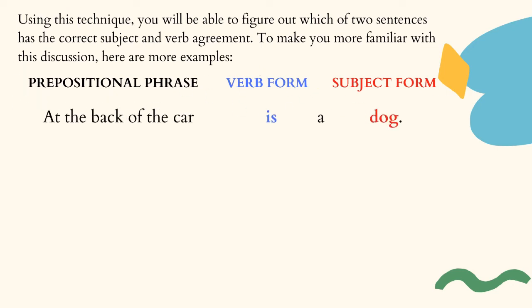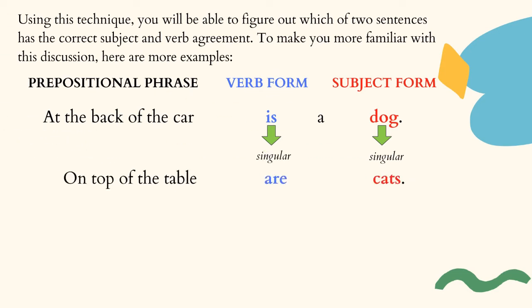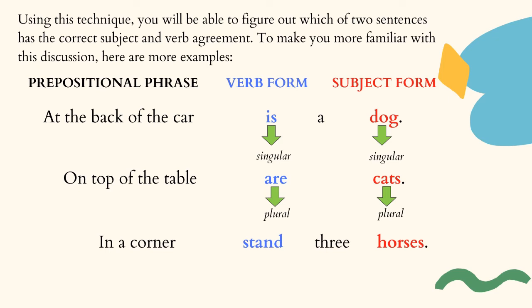At the back of the car is a dog. Subject dog is singular, and it should take singular verb. On the top of the table are cats. The subject cats is plural, and it should take plural verb. In a corner stand three horses. The subject horses is plural. It should take the base form of the verb.